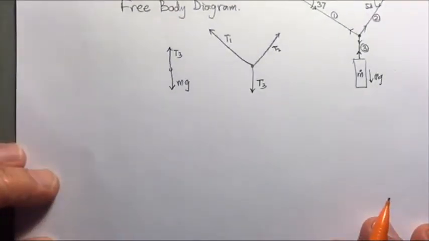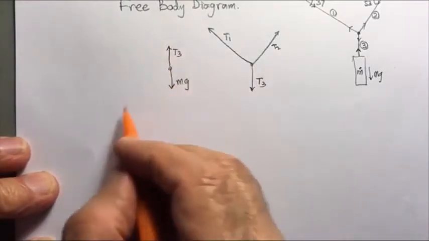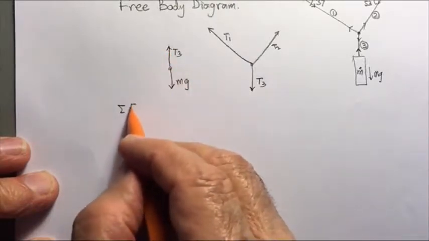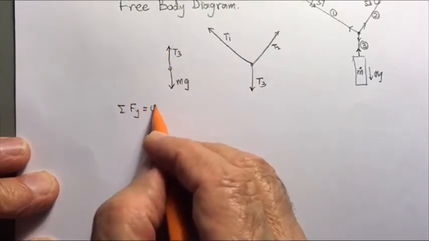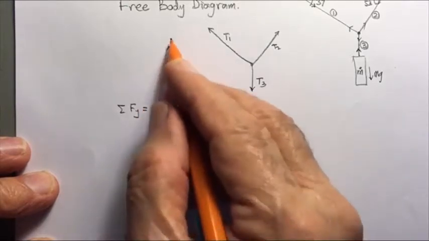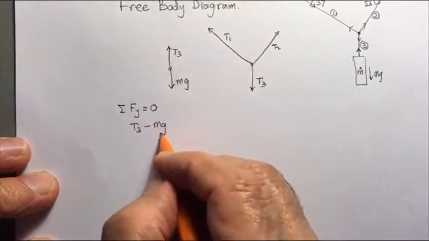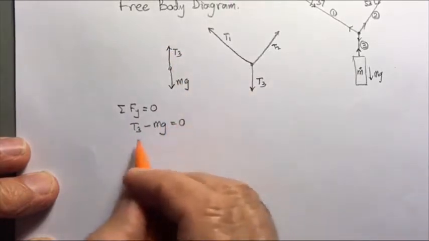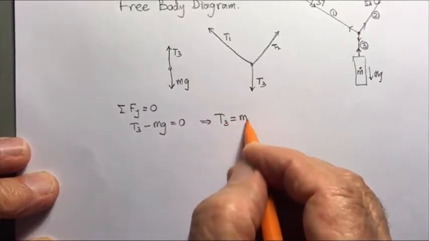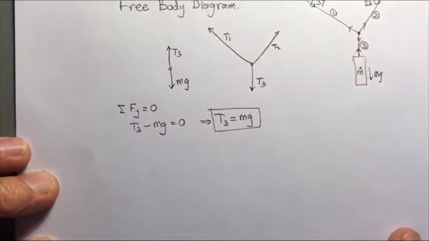Now we write the sum of forces. So first we look at this one. We say, well, there's no Fx, so we just skip that. Sum of forces in the y direction equals 0. We don't need to write ma. a is 0, so it's just this. And this is equal to T3 upwards minus mg downwards. And therefore, we get the result that T3 equals mg. So we have one answer, we have the tension T3.